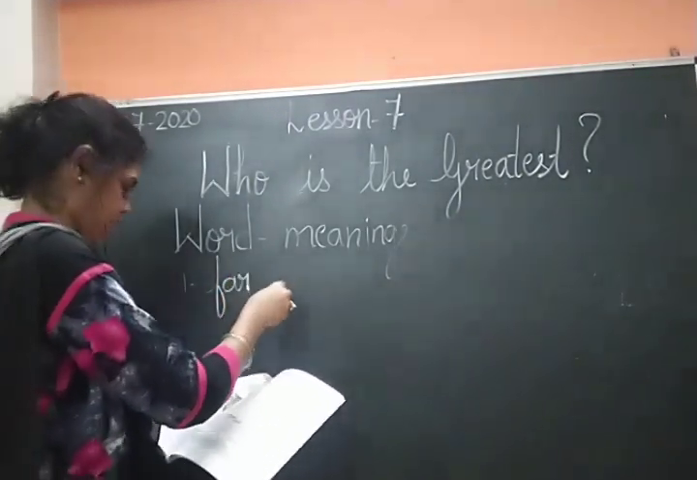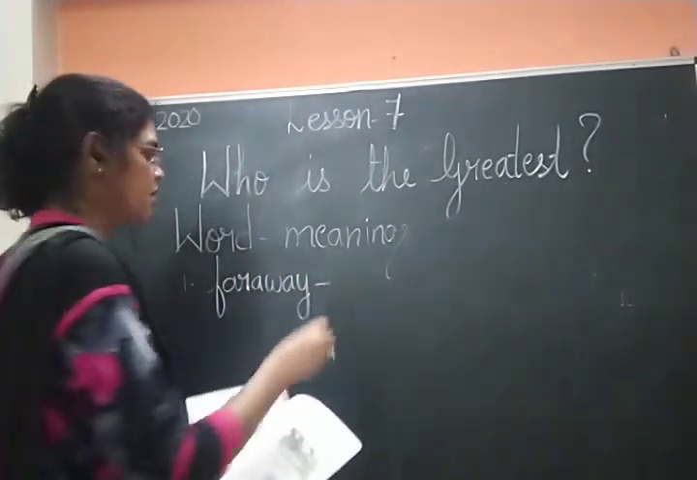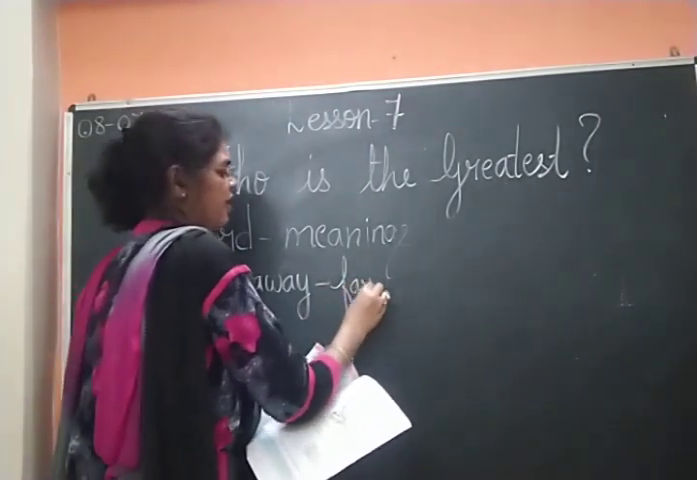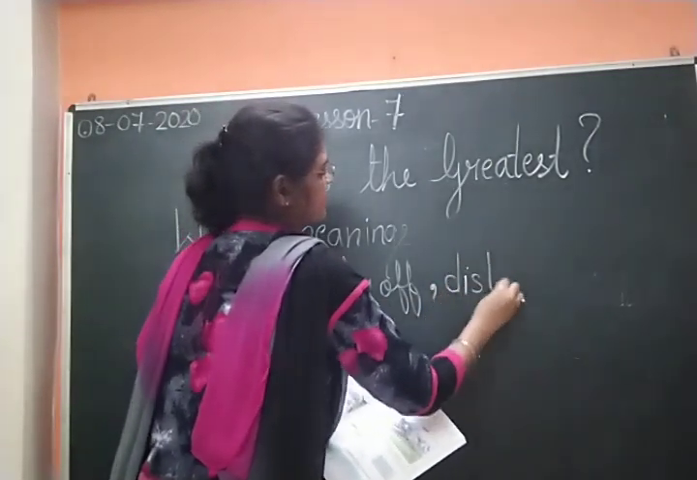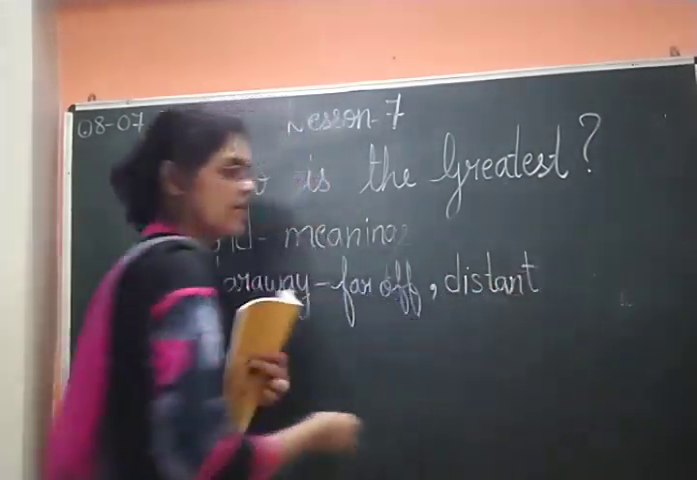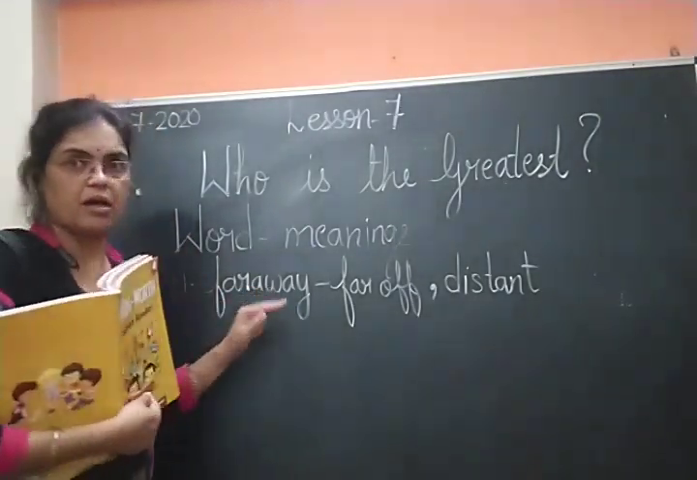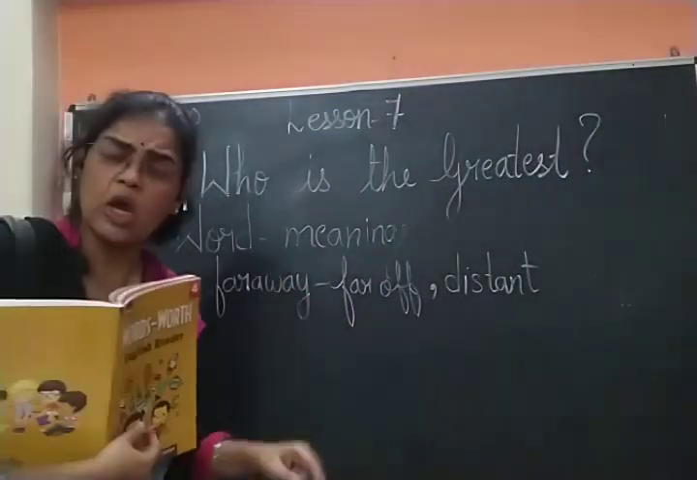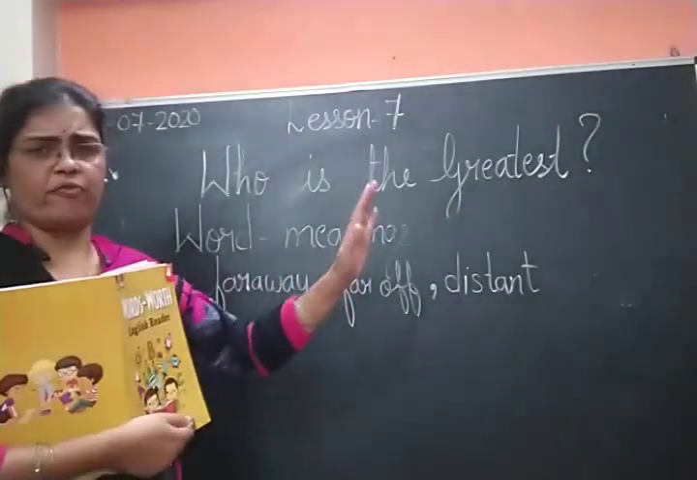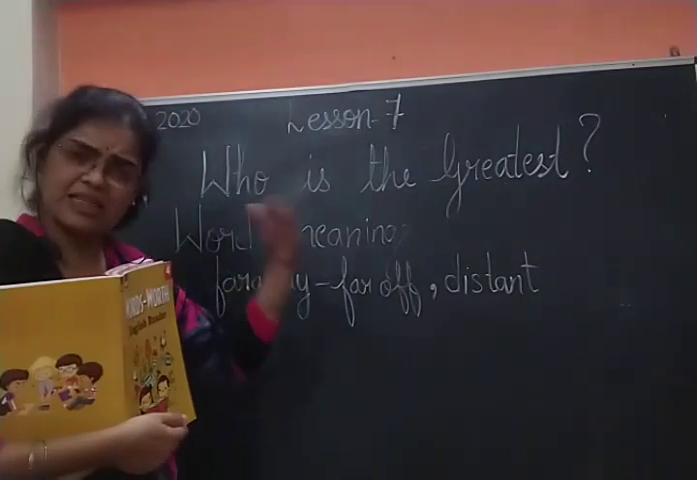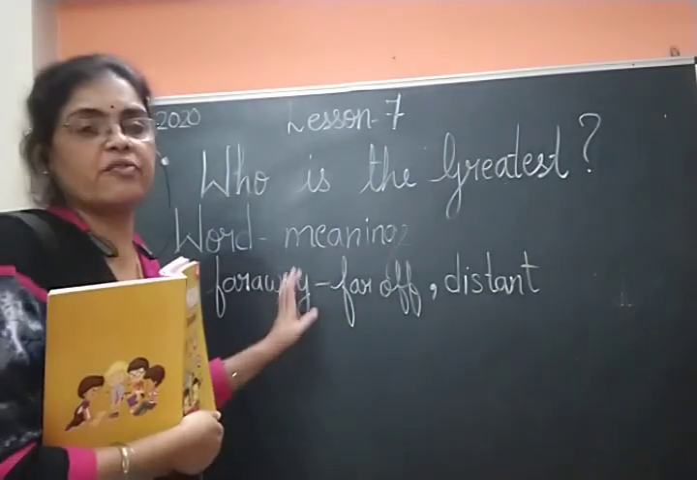far away. Far away means far off or distant. The first new word of the lesson is far away. Far away means far off or distant, which is very far. जो बहुत दूर हो, far off, and distant. You can write any one word for the meaning of the word far away.